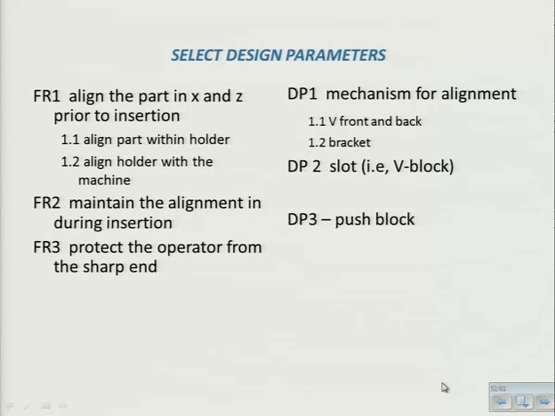So align the part at X and Y prior to insertion. Well, you can do that with a little V block. And then align the holder with the machine. Well, we do that with a special, very simple slot to maintain the alignment during the insertion. So a V front and back for the alignment here, a bracket to maintain the holder with the machine, and a V block for maintaining it during insertion. And then FR3, protect the operator from the sharp end, we'll use a little push stick.